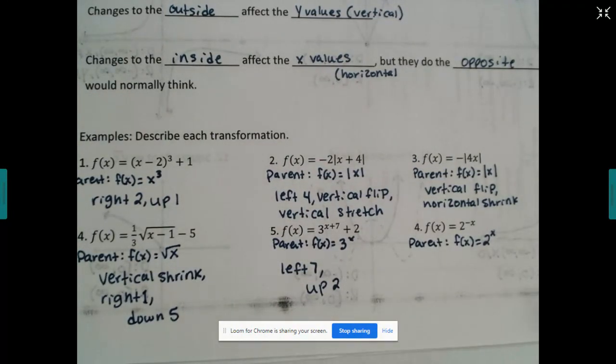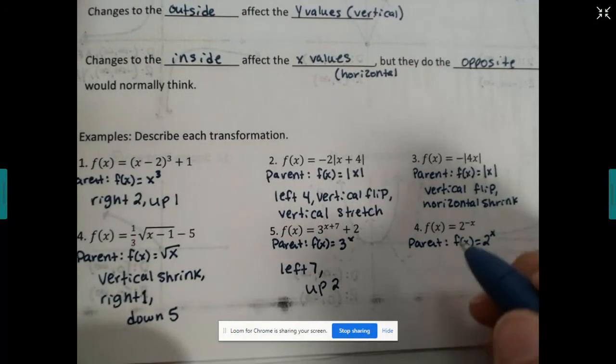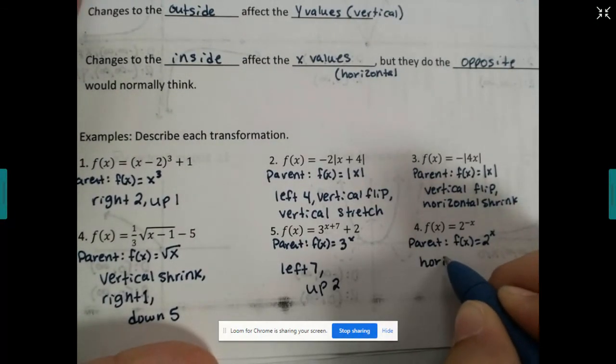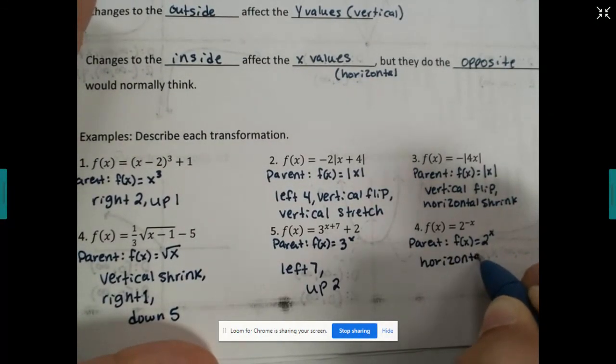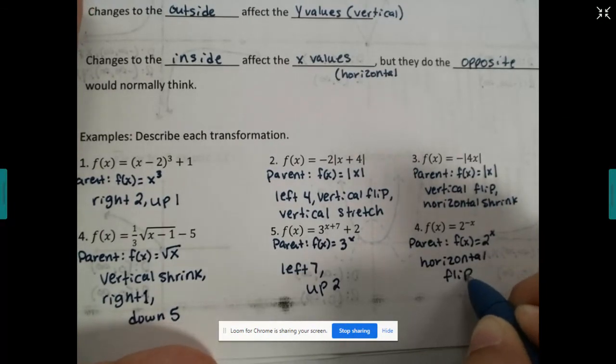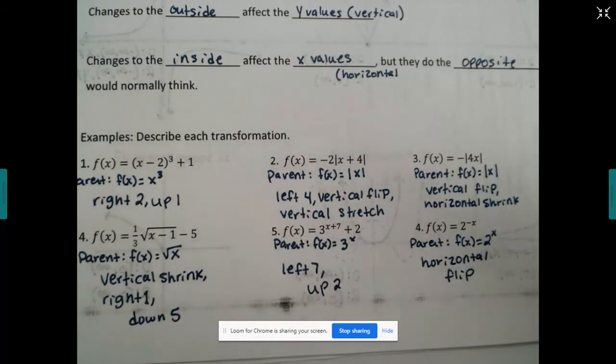So then the only thing that's different on this one is it has that little negative. And so the negative is inside the exponent. So if we look up top, a negative on the inside is a horizontal flip. So again, when you're thinking about inside and outside, you're looking at, is it happening to the x directly or not? Questions?